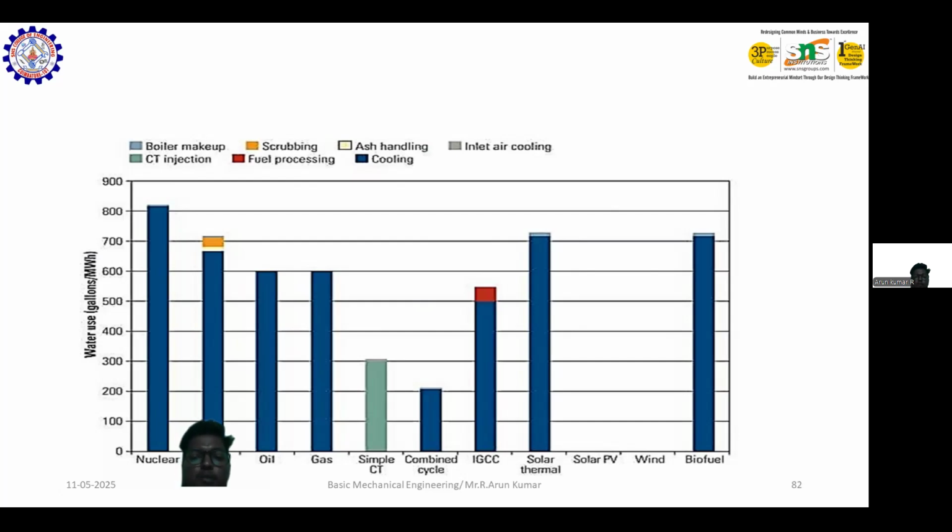Then we move to biofuel. Biofuel is around 700, and the balance is boiler makeup. So these are the sources and the different types of water usage I have shown here. Additionally, we have requirements such as ash handling, inlet air cooling, CT injection, or fuel process cooling. These are the additional requirements. In this lecture series we continue with how each type of power plant works and what the main source of each power plant is.